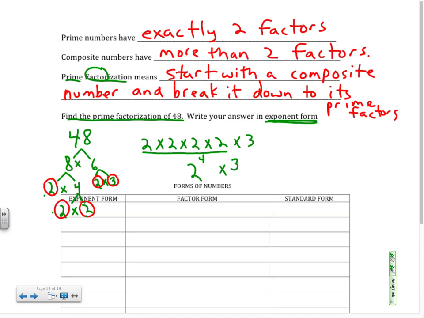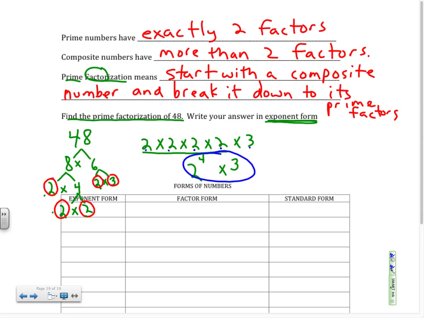Now if I wanted to check that, I would have to re-multiply this, 2 to the 4th power times 3, and I should get 48. So I'm going to check that. 2 times 2 is 4. 4 times 2 is 8. 8 times 2 is 16, and 16 times 3 is 48. So 2 to the 4th power times 3 is 48.